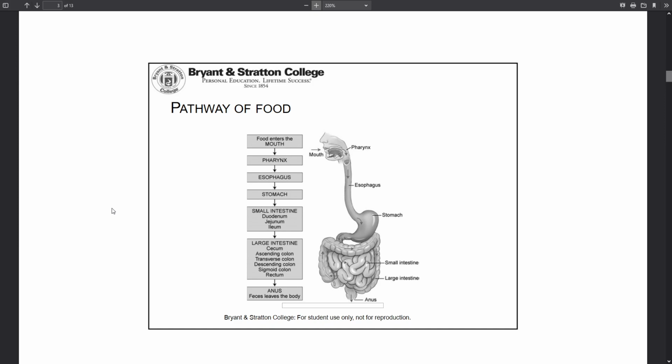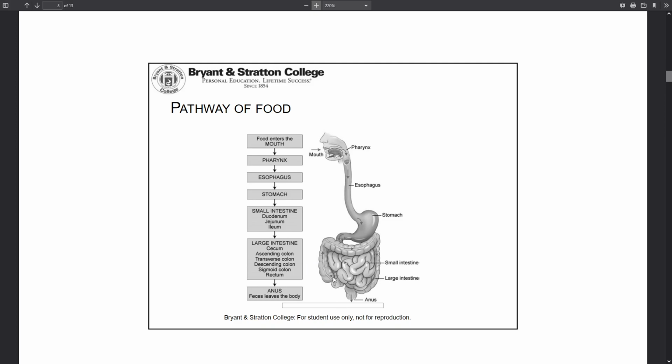What we have for the small intestine is the roughly 10-inch long area right after the stomach, called the duodenum. After the duodenum comes the jejunum. After the jejunum comes the ileum. The small intestine is around 20 or so feet long. The large intestine is not quite as long.